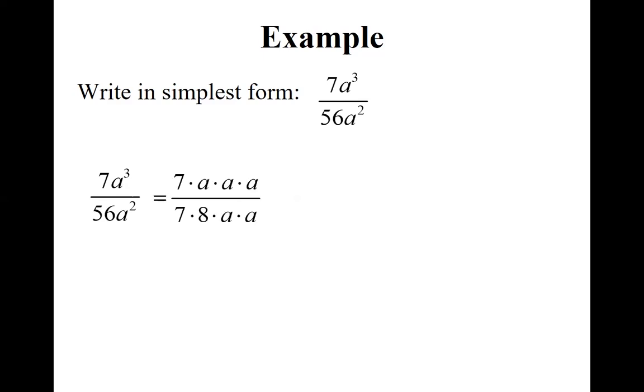A cubed is a times a times a. A squared is a times a. The 7's cancel. A set of a's cancel. Another set of a's cancel. That leaves us with a on top and 8 on the bottom. A over 8.